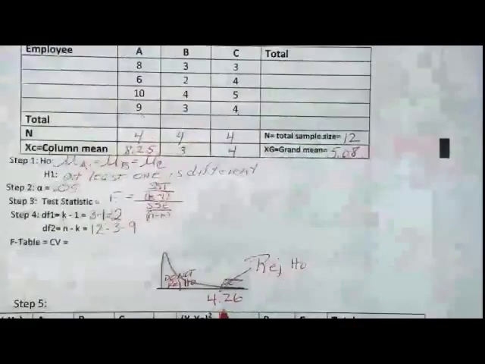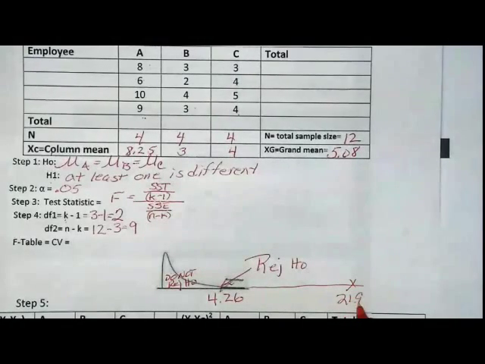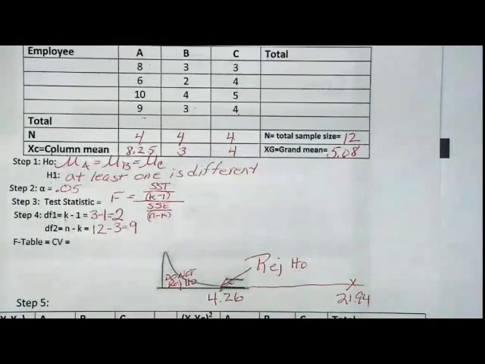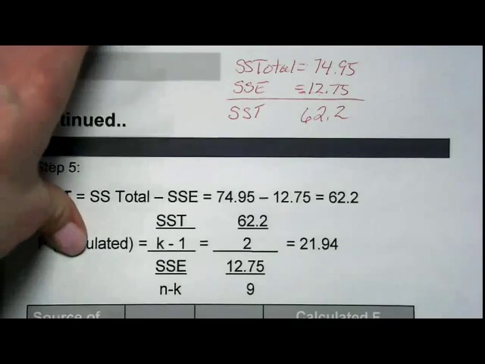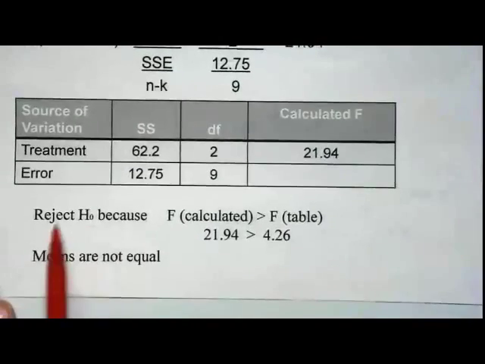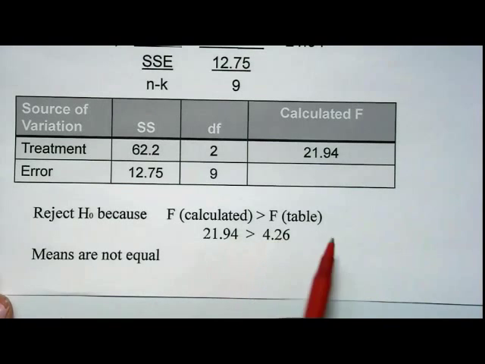Well, if you remember here, here's our critical value. Heck, 21.94 is way over there, right? Or even further. So we reject our null hypothesis because 21.94 is greater than 4.26. So we reject that all three means are equal. And our conclusion is at least one is different.